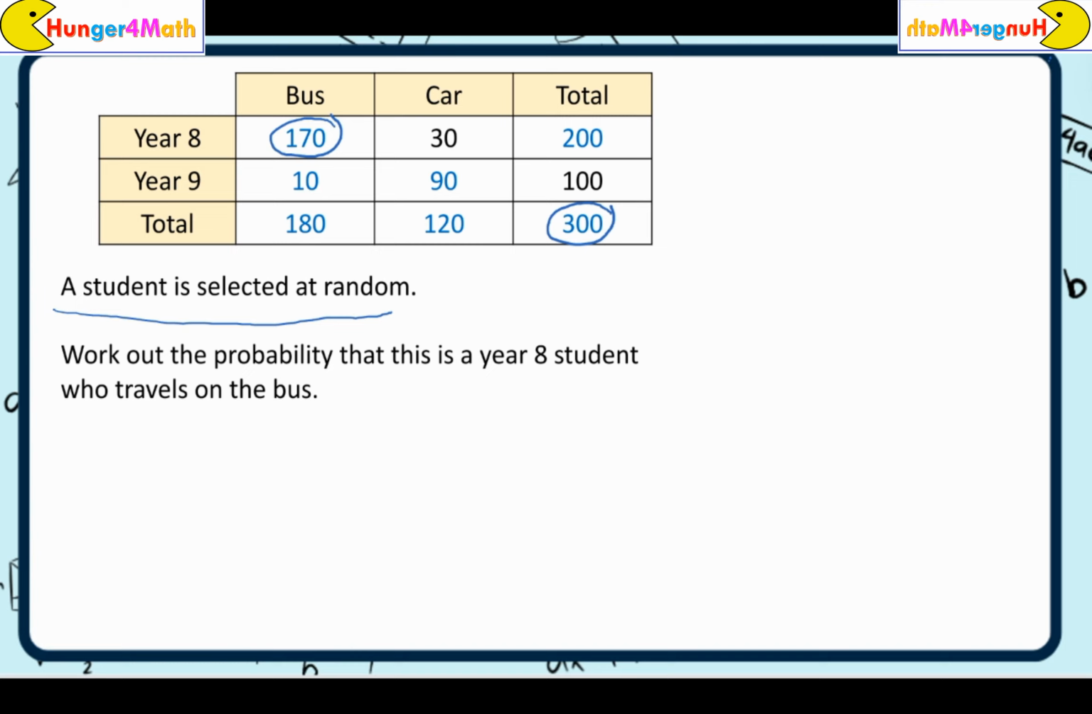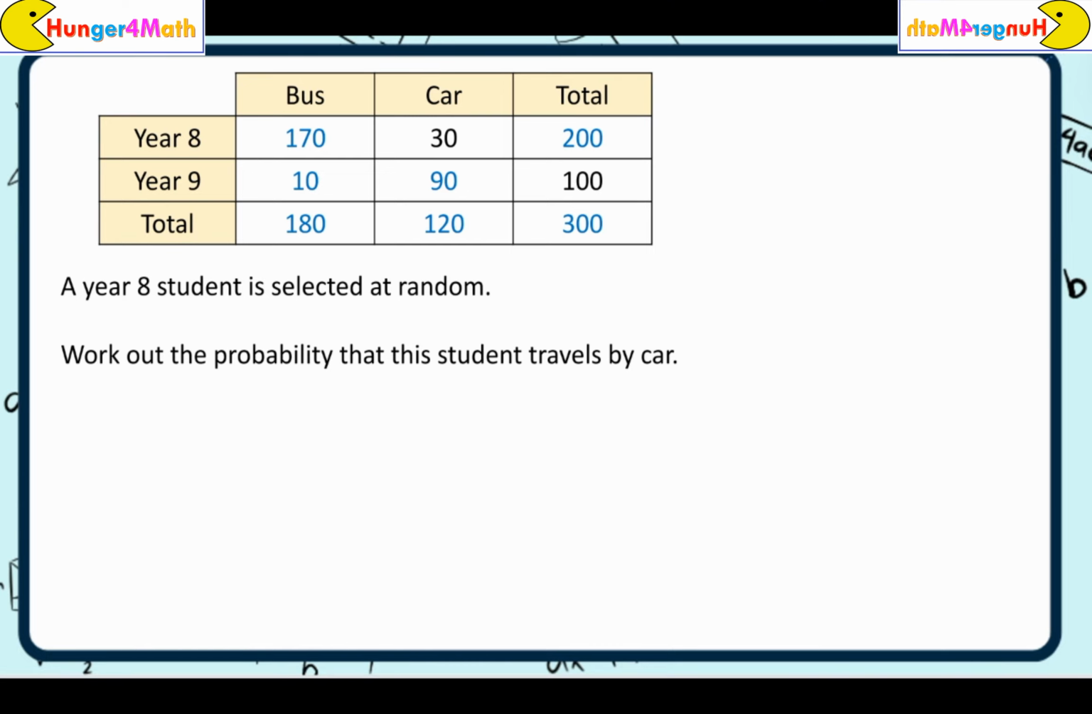Now our answer will be 170 over 300. Now we can still simplify this, and that is equal to 17 over 30. In decimal, that is 0.56, wherein the 6 is repeating. In percentage, that will be 56.67% in 2 decimal places.